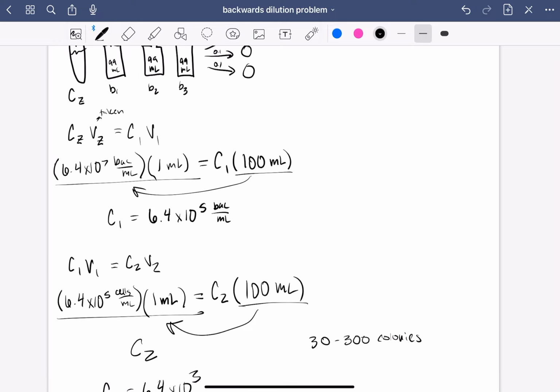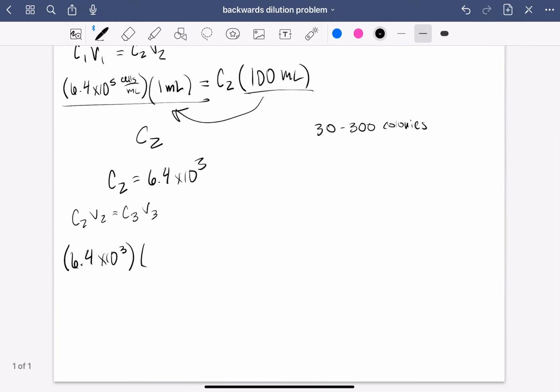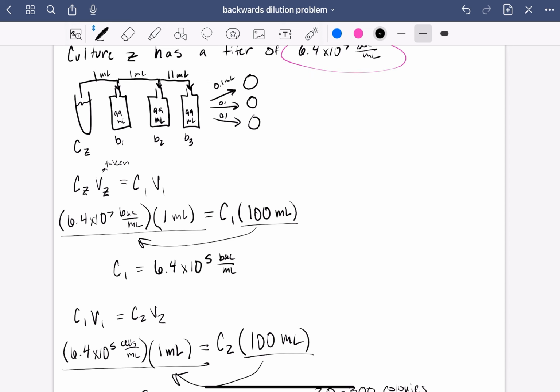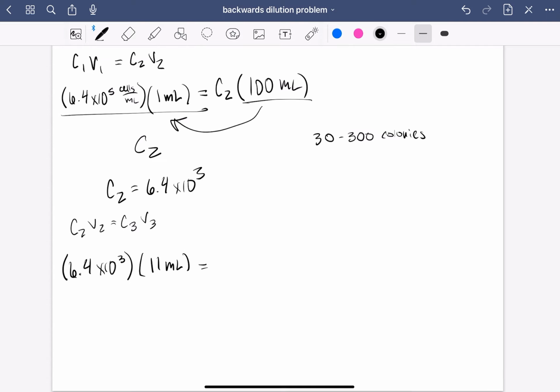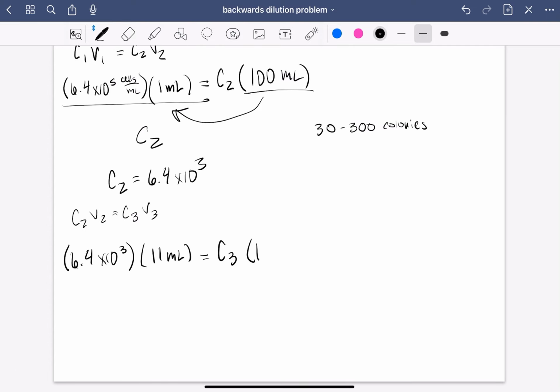Then we'll do the volume taken out of bottle 2, which here it's going to be 11 mils. Okay, and then that is equal to the concentration of bottle 3 times the total volume of bottle 3, which here is going to be 110, since we were moving 11 this time. So let's multiply by 11 and divide by 110. Okay, so that gives me the concentration of bottle 3 is equal to 640.